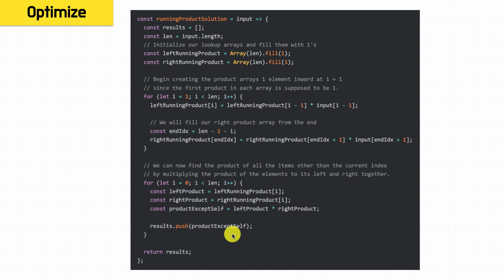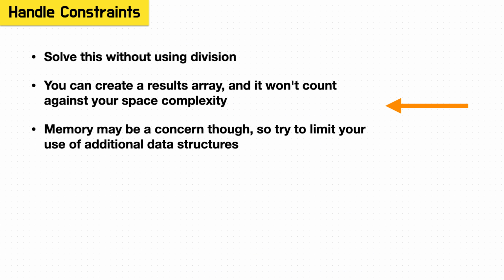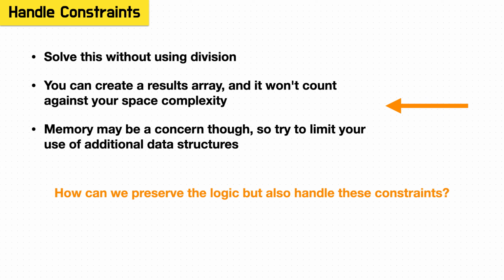And this will get the solution, but it's actually not perfect. We actually broke a serious constraint. We only want to initialize a results array, and memory may be a concern, so we want to limit our usage of additional data structures. And we broke that by adding 2 additional data structures, one for the left product array and one for the right product array. So how can we preserve this logic where we're building up our left and right product, but not adding any additional data structures?